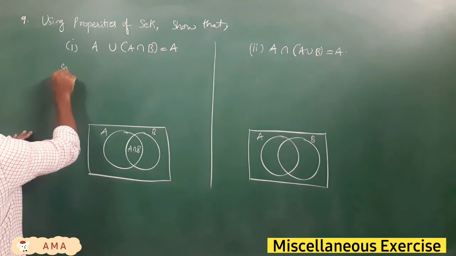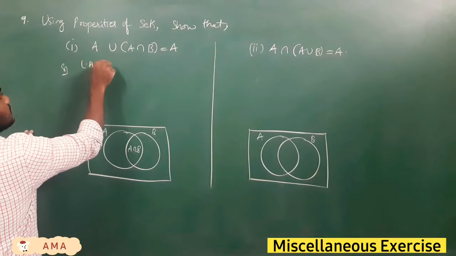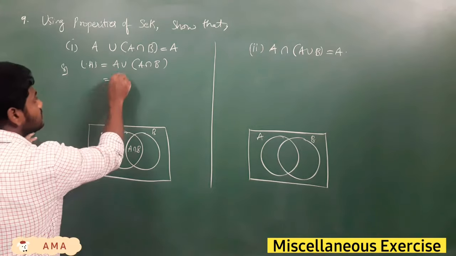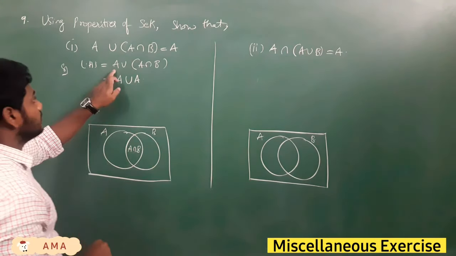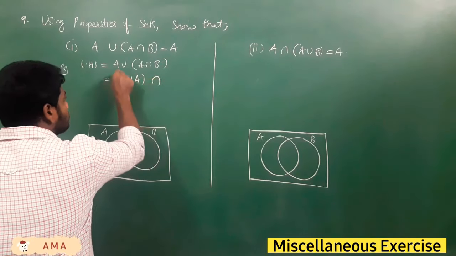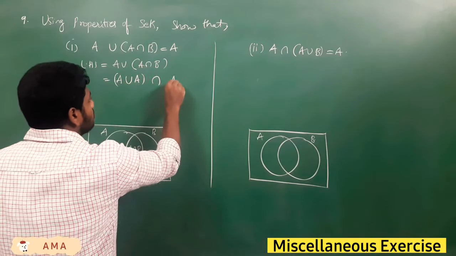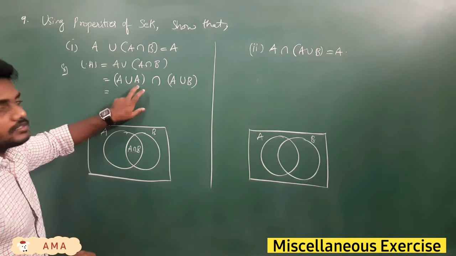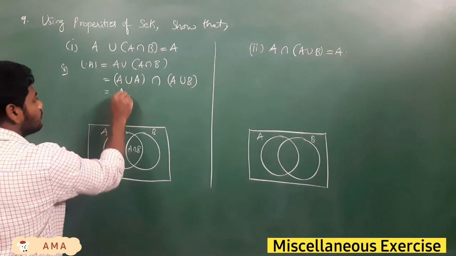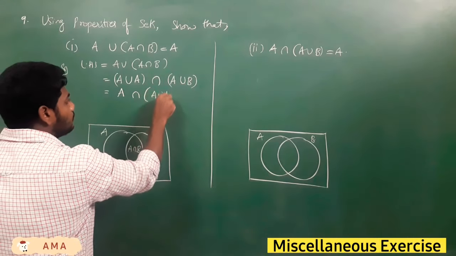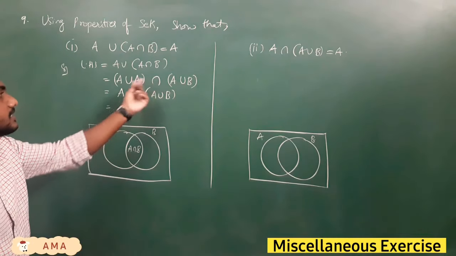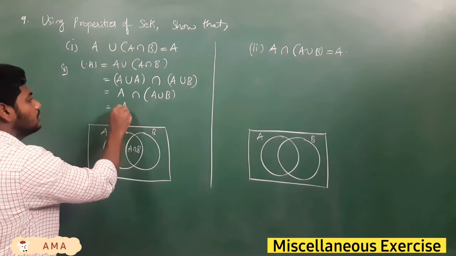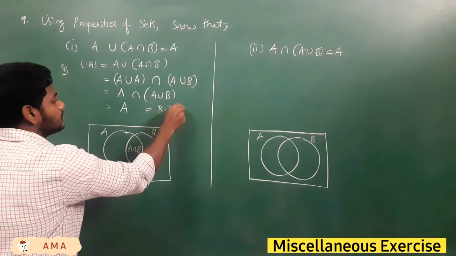But according to properties, I will consider the LHS, A union of A intersection B. By using properties, we can write this as A union A, intersection A union B. Now what is A union A? It is A intersection of A union B. In that, intersection with A will always give only A, which is equal to the RHS.